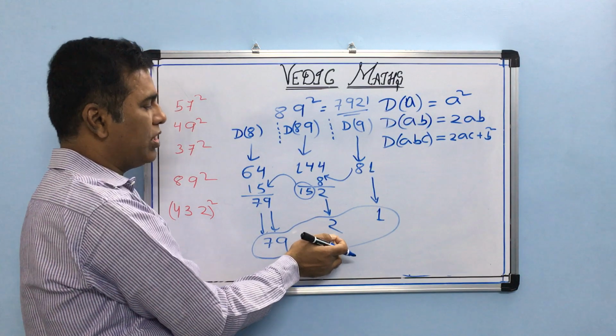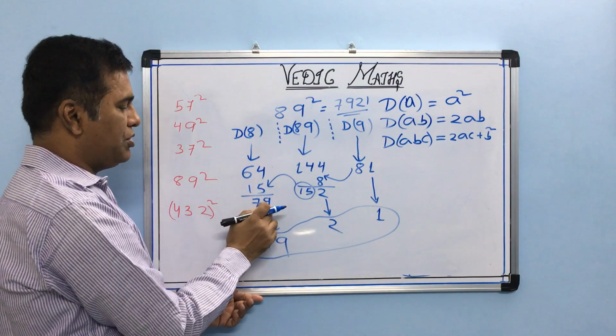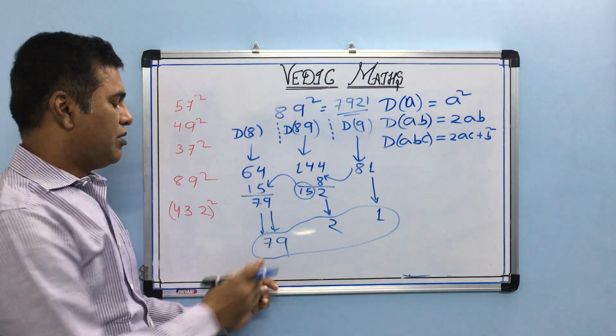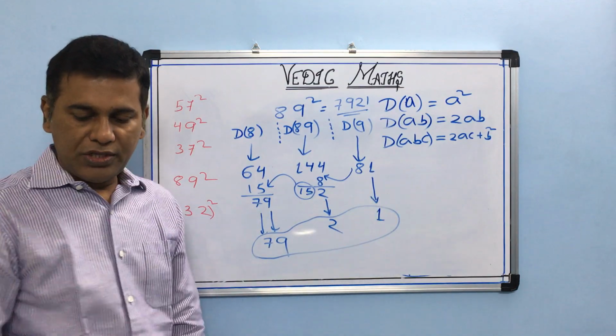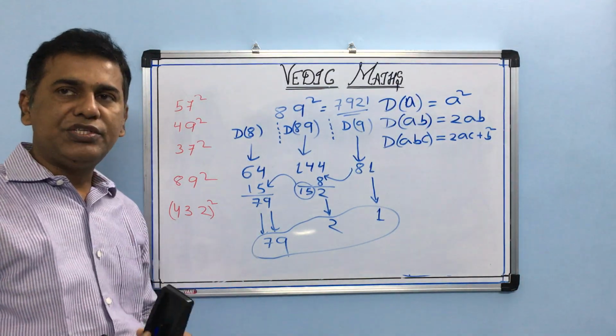Again from here 2 will come down, 15 will be taken forward. So 64 plus 15 will be 79. And as it is the last column, the total thing will come down. So 79 will come down. So our answer is 7921. So in this way we can find the square of any 2 digit number.